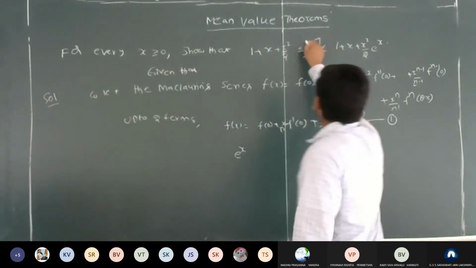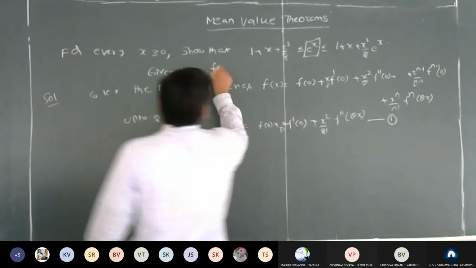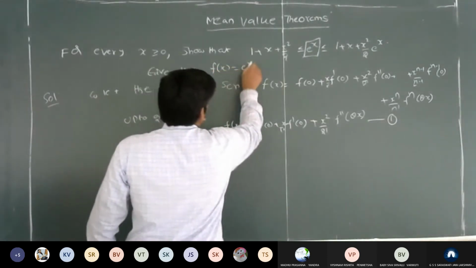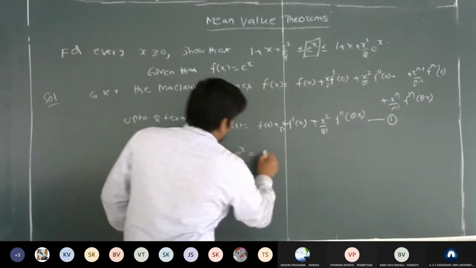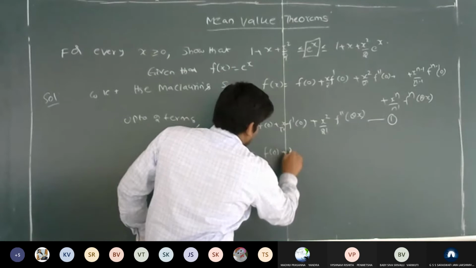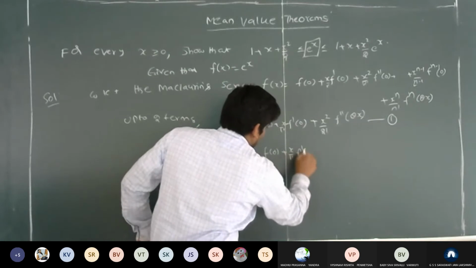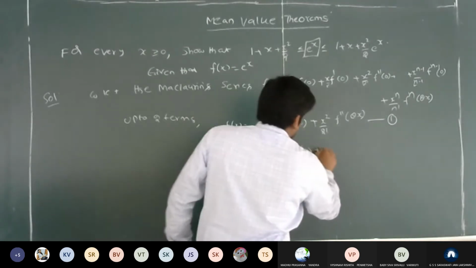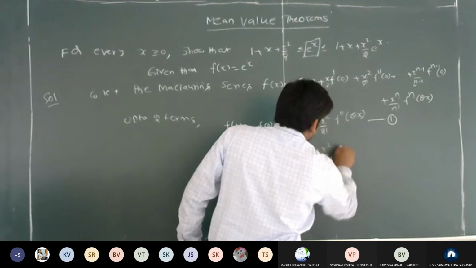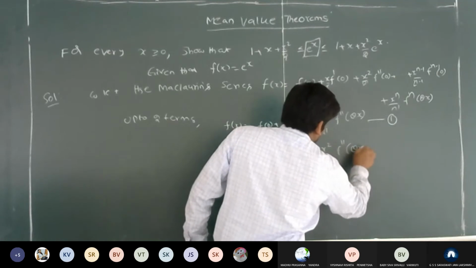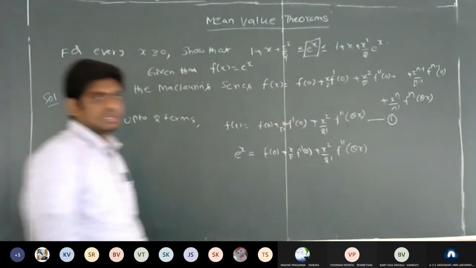So this is the function. f(x) is equal to e power x. Therefore, e power x is equal to f(0) plus x by 1 factorial into f dash of 0 plus x square by 2 factorial into f double dash of theta x, right?